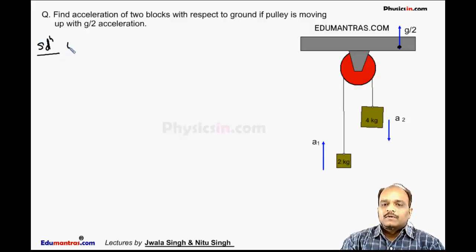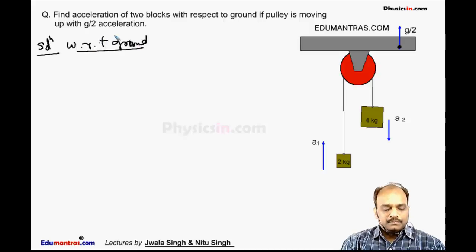Suppose the observer is with respect to the ground. We'll solve this question with respect to the ground. Now, the first equation: if we draw the free body diagram of block A, the free body diagram is this: T, this is weight 20, this is weight 40.